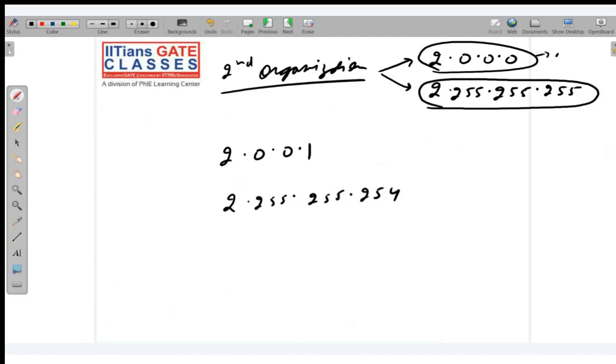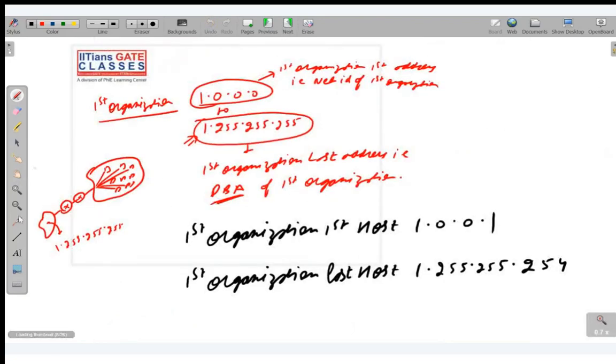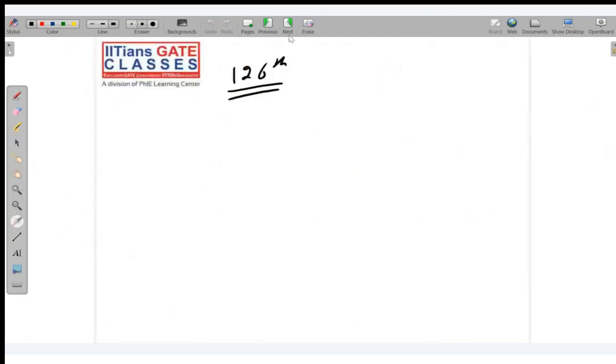This is the net ID and DBA, and then the first host and last host. Yes, take a snapshot. I will jump to the next slide. Done, sir. Okay, so the last organization, I have told you, is the 126th organization. If you have a doubt, see this: first organization here 1, second organization here 2, so for the 126th, here will be 126. So simple.